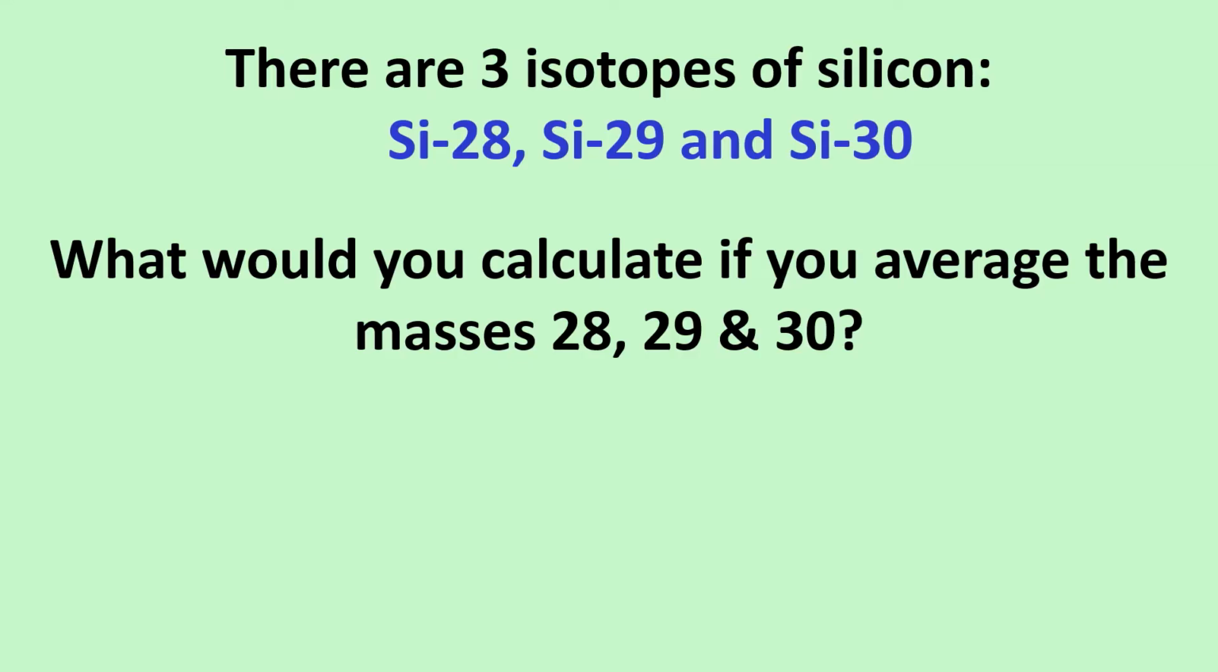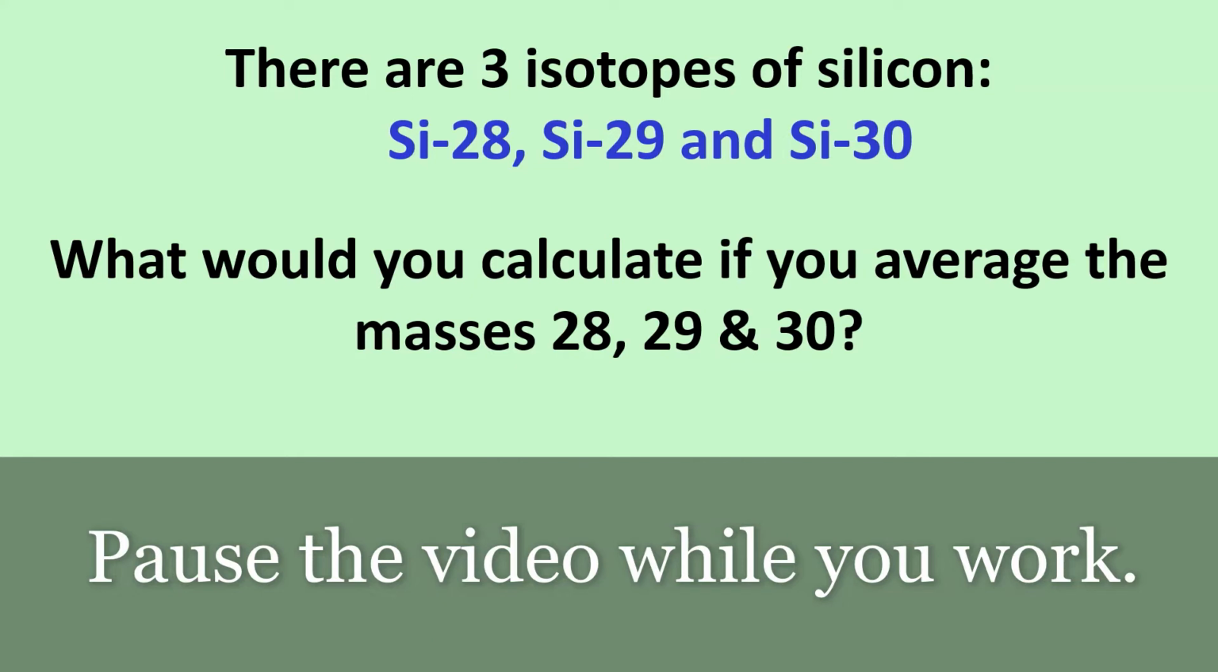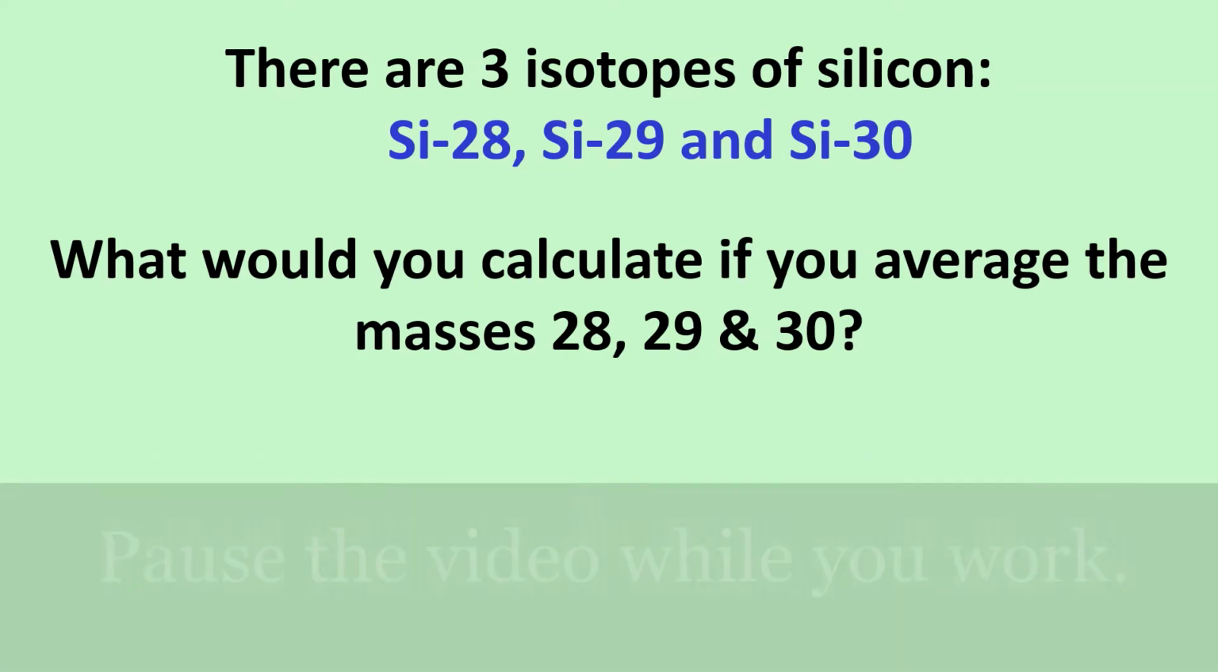We can see 3 isotopes of silicon listed. Remember, the number after the hyphen represents the mass number of that isotope. Take a moment and calculate the average mass of the 3 isotopes. Pause the video while you work and restart the video when you're ready. Most likely you added 28, 29, and 30 and then divided by 3 to find an average mass of 29.